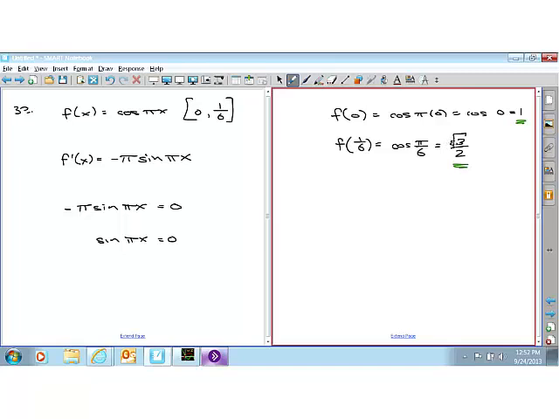So the minimum would be this, and the maximum would be that. Because the square root of 3 is something like 1.732, so 1.732 divided by 2 is less than 1. So this would be your minimum, and this would be your maximum value, and the location would be at the endpoints. Okay, now back to the other one, because you're going to do this later, and so I want to demonstrate the procedure as much as I can.